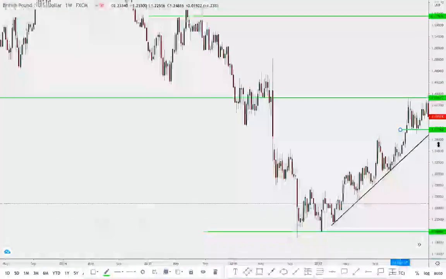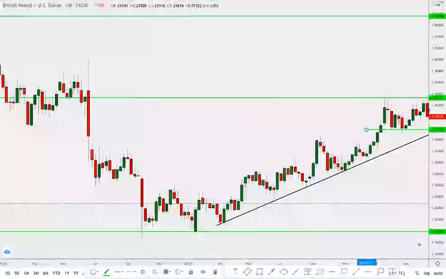And I say to myself, two things are going to happen. Either we stay inside of here and still try to pop above, or we come to the bottom of here and break lower. If we pop above, the trend continues. If we come down here and break below, it's a change in trend.